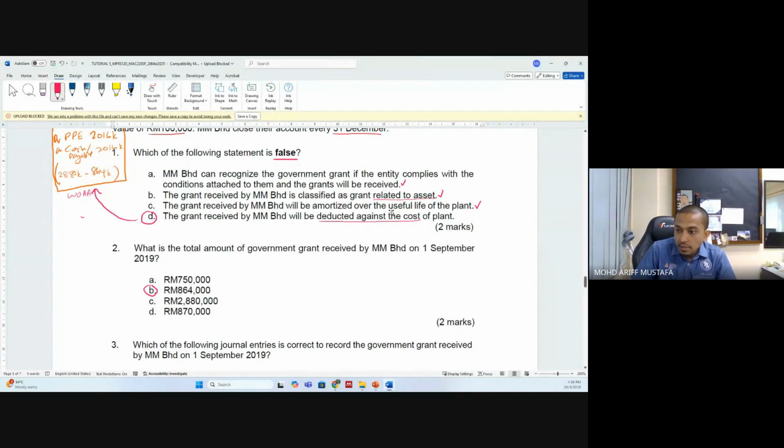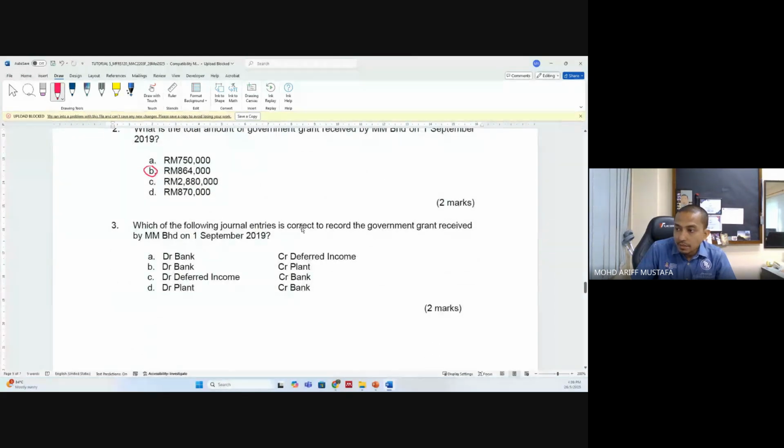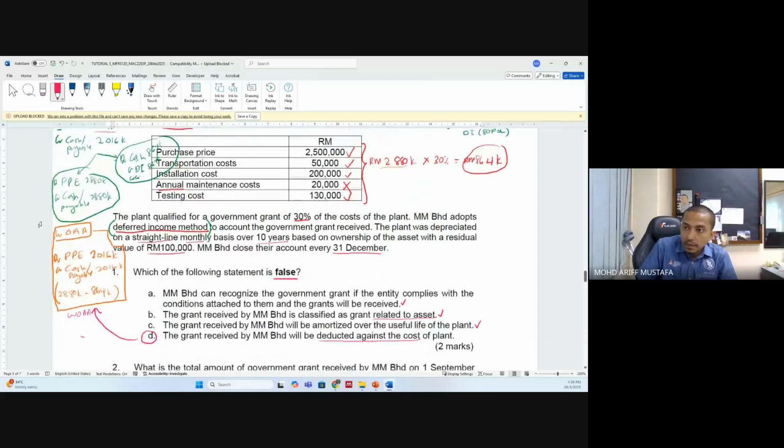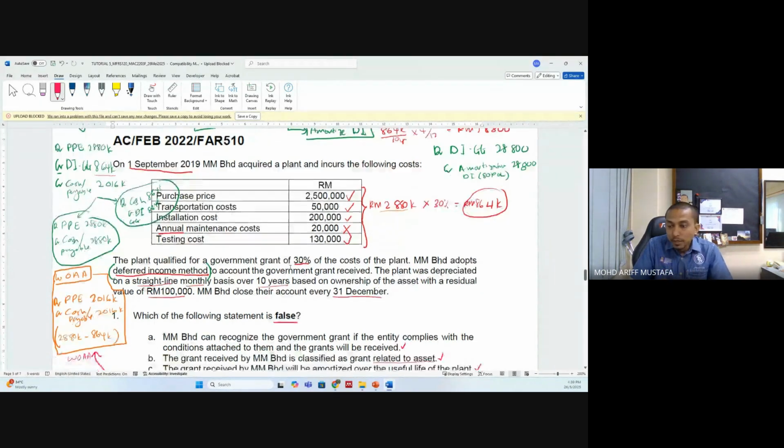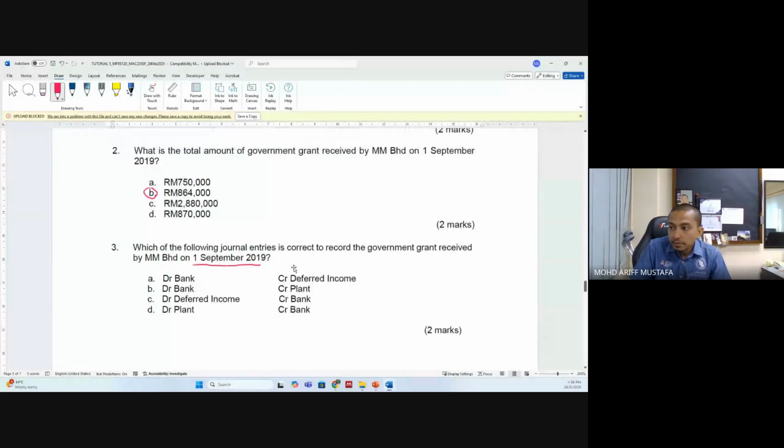Okay, so next, which of the following journal entries is correct to record the government grant received by Berhad on 1st September 2019? Ni pun kita dah buat tadi. Saya ada buat combine 3, saya pun ada tunjuk satu-satu. Kita boleh record ni, jawapan yang 2 ni pun kita boleh record. Tengok jawapan bagi yang mana.